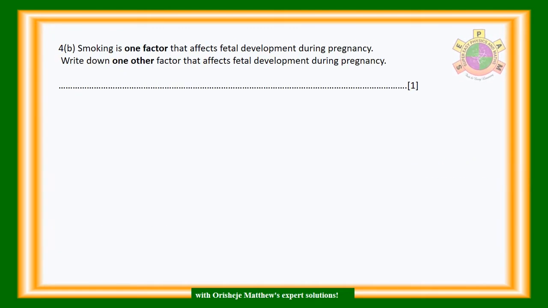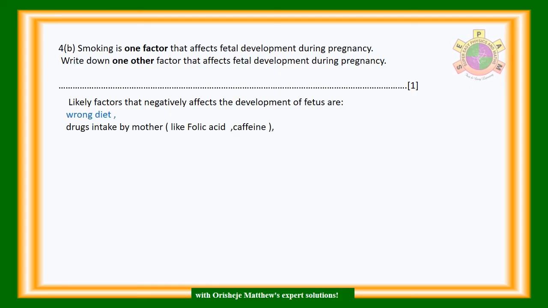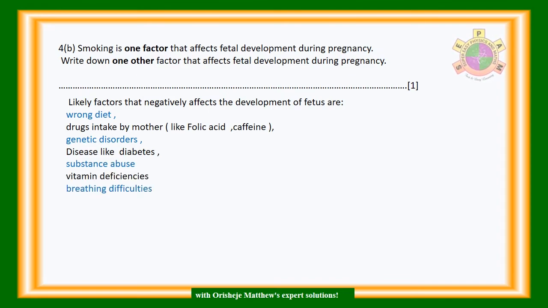For 4b, smoking is one factor that affects fetal development during pregnancy. Write down one other factor that affects fetal development during pregnancy. Other likely factors that can negatively affect the development of the fetus are: wrong diet, drug intake by the mother, like folic acid, caffeine, genetic disorders, diseases like diabetes, substance abuse, vitamin deficiencies, breathing difficulties, excess weight, preeclampsia, abnormal blood pressure, drinking alcohol, drinking coffee.